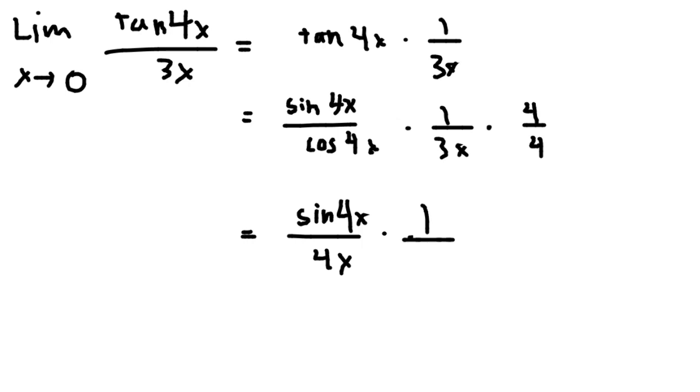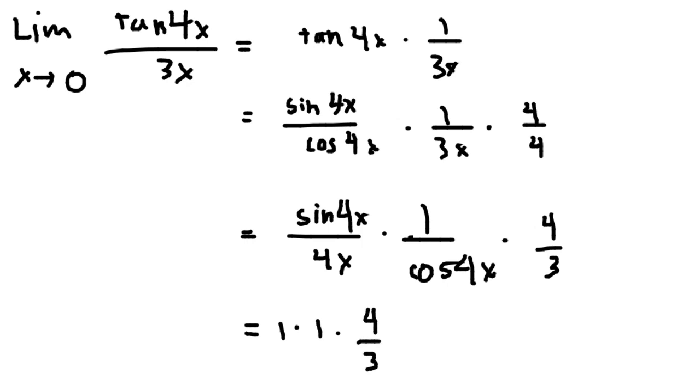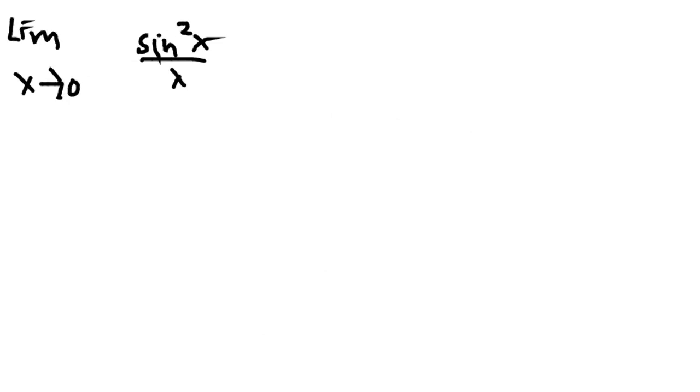And we still have the 4 and the 3. And we've got 1 over cosine 4x, and we got 4 over 3 here. Now if we evaluate this, this is going to be 1, and this is still going to be 1. It's going to be 4 over 3. So the answer here is going to be 4 over 3. It's not on the screen, but you can see it.